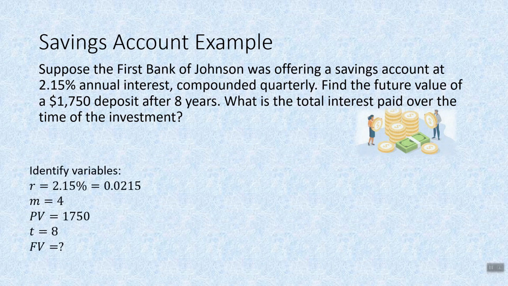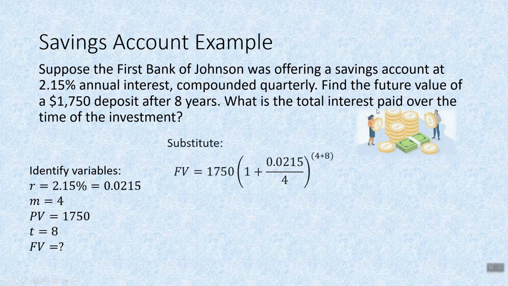Start by identifying our variables. As we're reading through here, first thing we come to is R equals 2.15%, which is 0.0215. Quarterly. How many quarters are there in a whole? There are 4. So our M value is 4. A deposit, so our present value is 1,750, and our time is 8 years. We want to find the future value, but we also want to find the total interest.